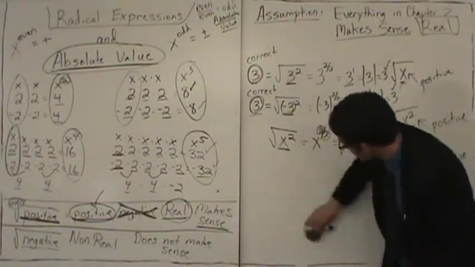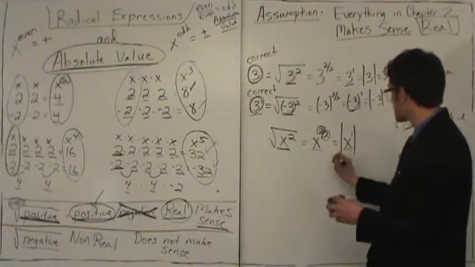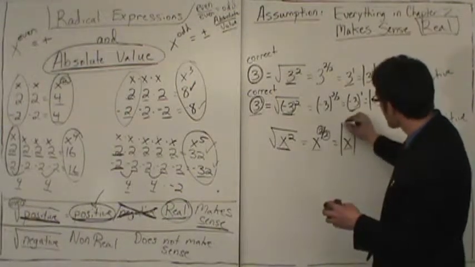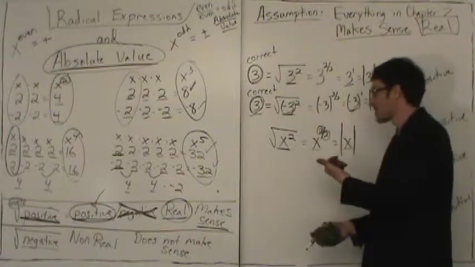Now, we look at this and we say we don't know what x is. So at the end, we have to guarantee that our final answer is what? We have to guarantee that our final answer is positive, so we put absolute value around our x.